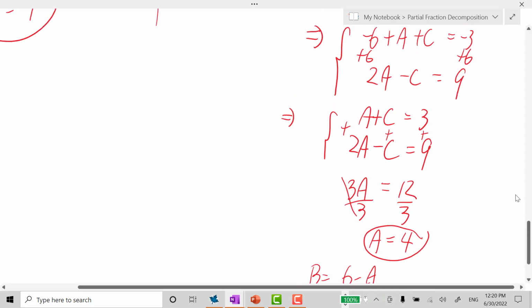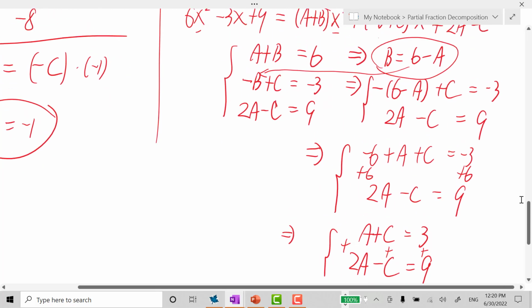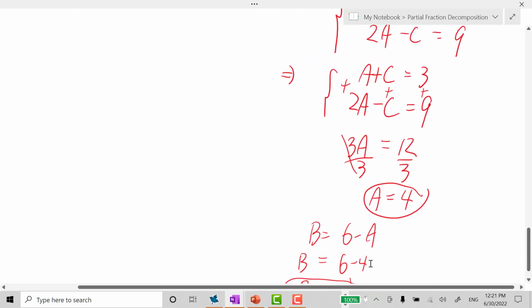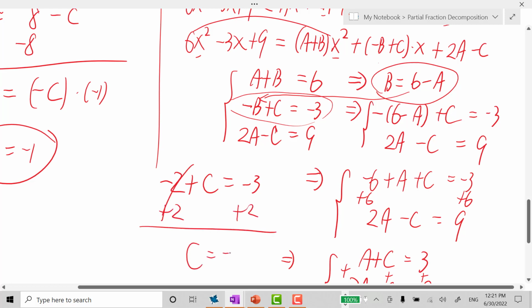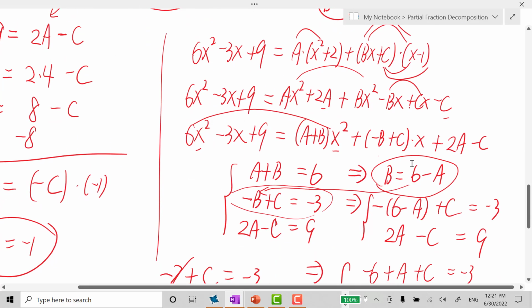Once you know b, then you know c, because we can just plug into one of these equations. a plus b equal to 6, right? So since we got b, plug into the second equation. Since b is 2, so minus 2 plus c equals negative 3 from this equation right here. Then adding 2 to both sides of the equation, c equals negative 1. And it should be the same as the other method.